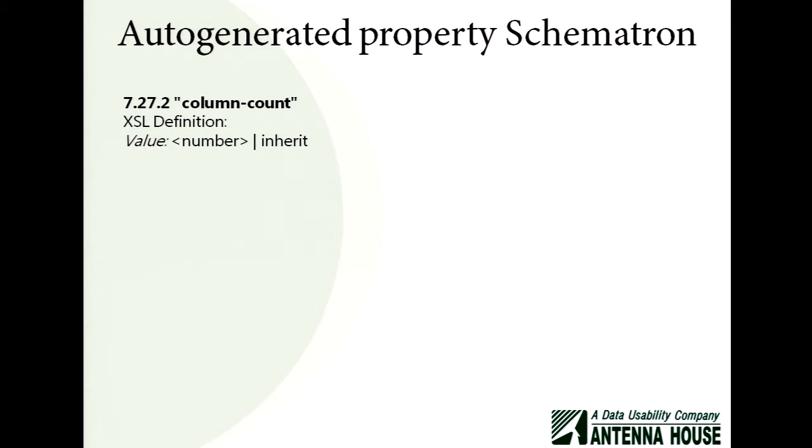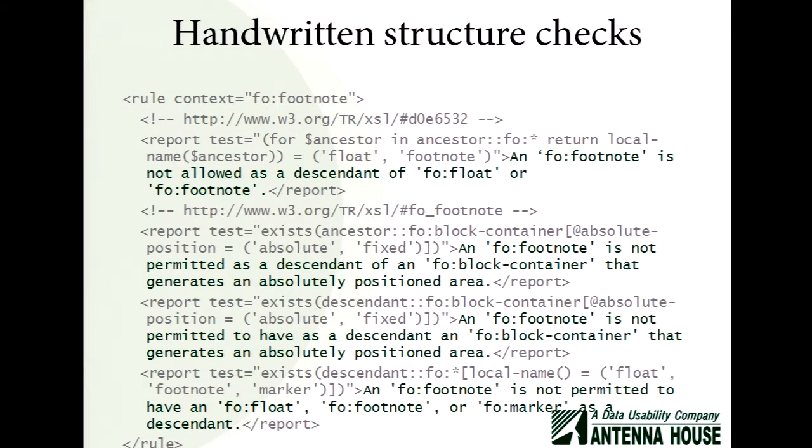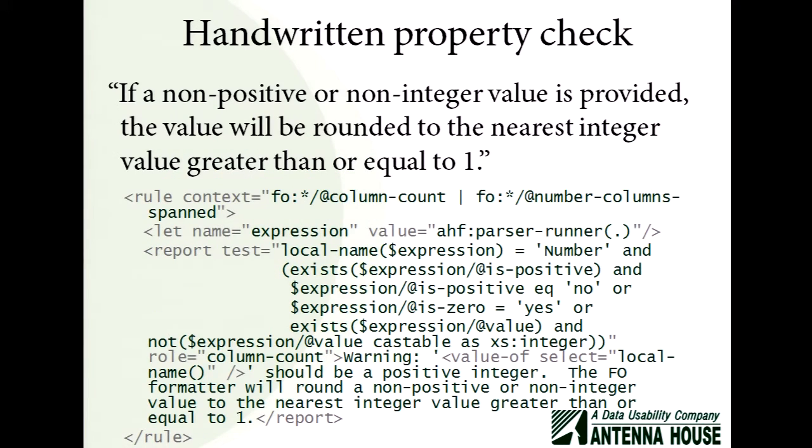So properties are pretty much the same. We generate Schematron from the properties. The allowed values, this is boilerplate that's generated. But again, XSL is full of constraints and co-constraints. So there's some handwritten structure checks which are written in a separate Schematron module, and there's some handwritten property checks, like the column count has to be a positive integer.